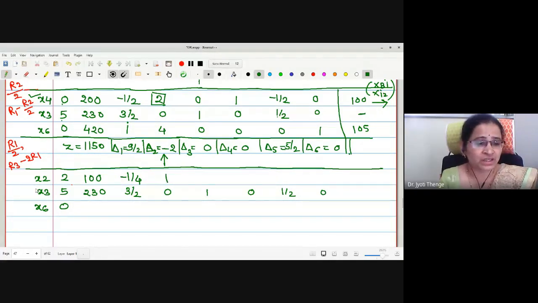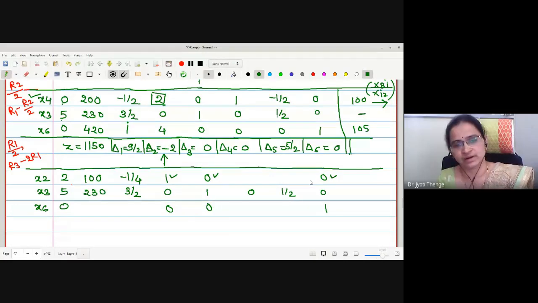Or one thing you can do. X2, X3, X6 are the basic variables. Therefore, you can write the columns corresponding to these variables as the identity matrix. That is, for X2, this is 1, 0, 0. For X3, this is 0, 1, 0. For X6, this is 0, 0, 1. First column of the identity matrix, second column, third column. Now write the remaining. For R1 we are dividing by 2. This is 1 by 2. This is minus 1 by 4. We have to fill in the blanks.